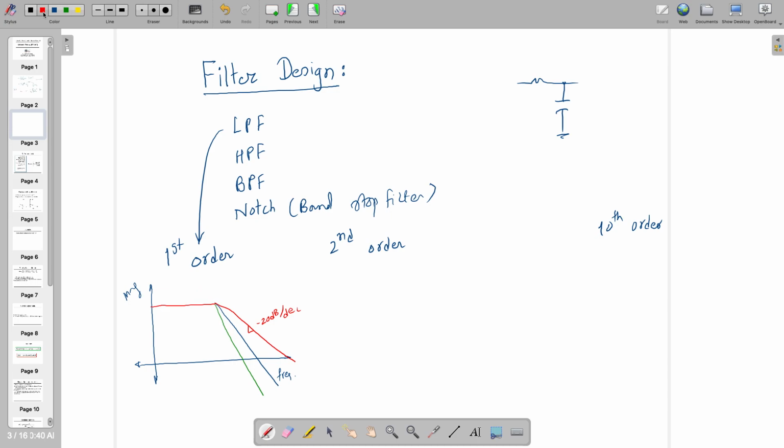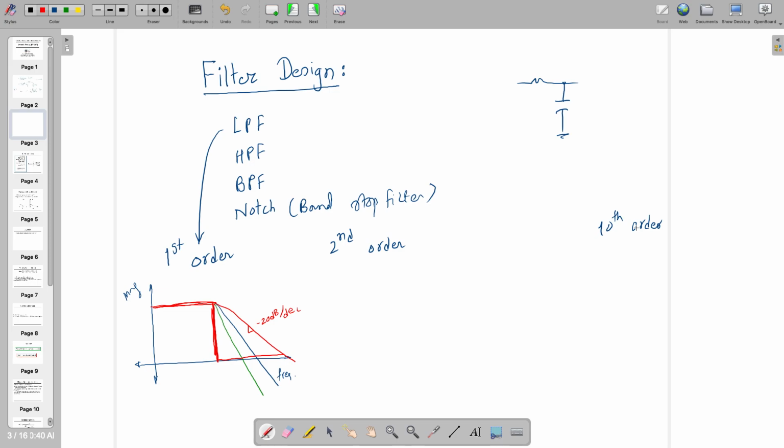Or if it is infinite order, I am going to see something like this, right? So the slope is infinite. Then this will be the situation. So it depends on how steep a response you need. Depending on that, you can design the required number of orders.